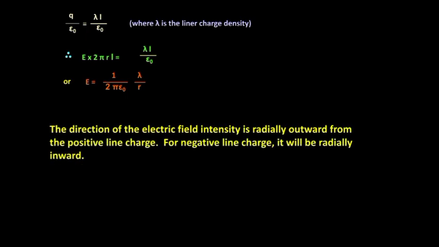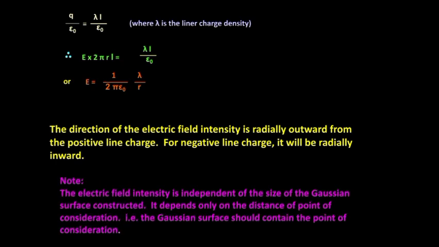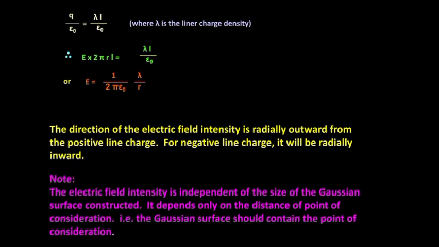The direction of the electric field intensity is radially outward from the positive line charge. For a negative line charge, it will be radially inward. The electric field intensity is independent of the size of the Gaussian surface constructed. It depends only on the distance of the point of consideration. That means the Gaussian surface should contain the point of consideration.